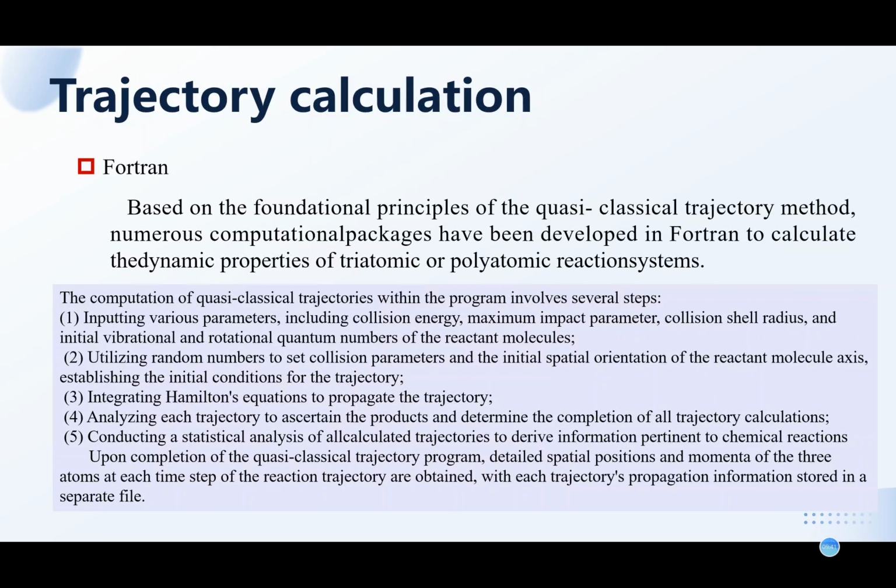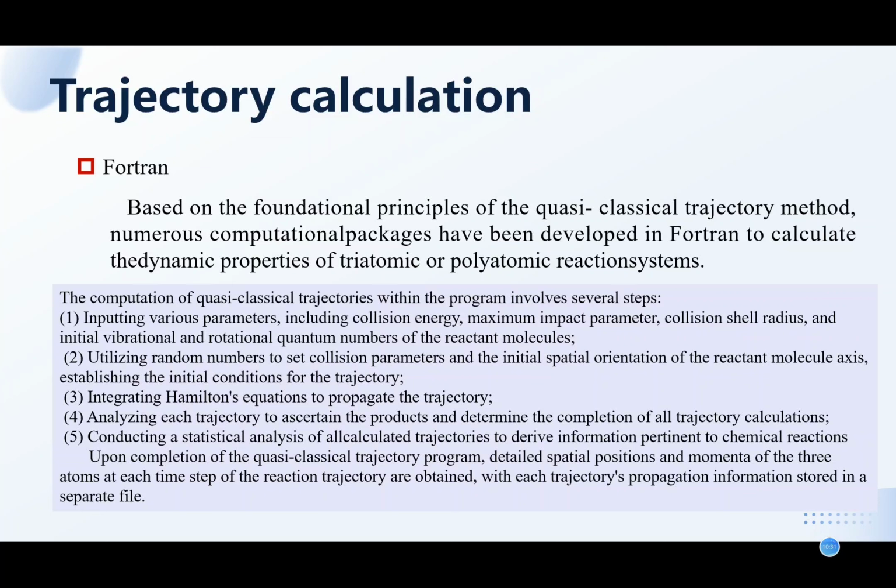Second, utilizing random numbers to set collision parameters and the initial spatial arrangement of the reactant molecules, establishing the initial conditions for the trajectory. Third, integrating Hamilton's equations to propagate the trajectory. Fourth, analyzing each trajectory to ascertain the product and determine completion of all trajectory calculations. Fifth, conducting a statistical analysis of all calculated trajectories to derive information pertinent to the chemical reaction upon completion.